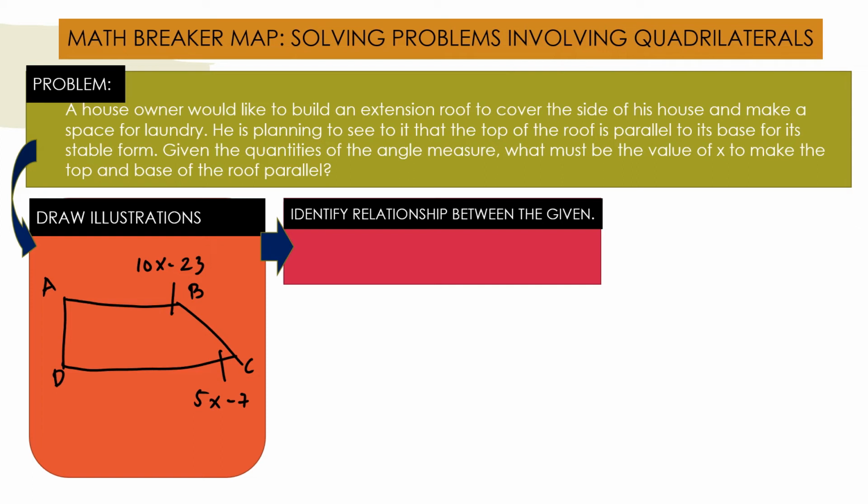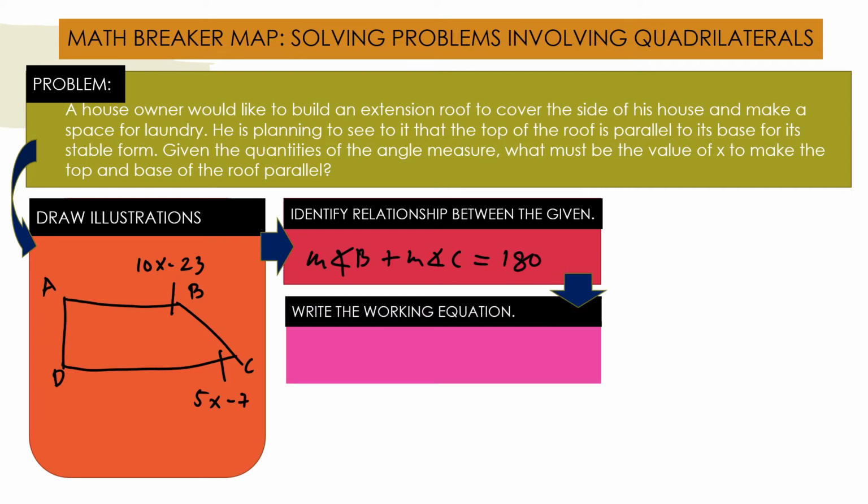And with that, we need to say that the given consecutive angles of a trapezoid must be equal to 180, or they are supplementary. Therefore, the measure of angle B plus the measure of angle C must be equal to 180. Now, I am going to write the equation by substituting the quantities for angle B and angle C: 10x minus 23 plus 5x minus 7 is equal to 180.